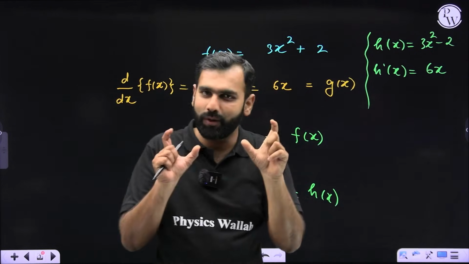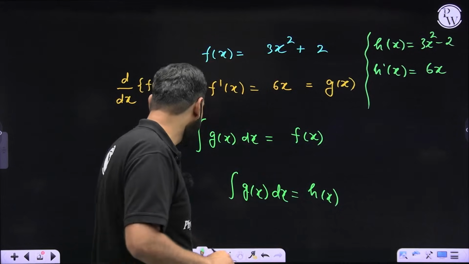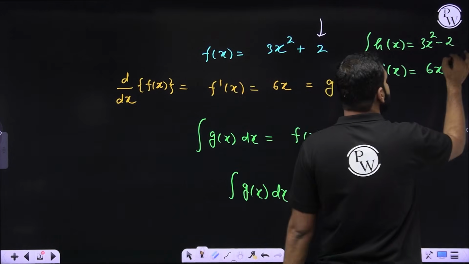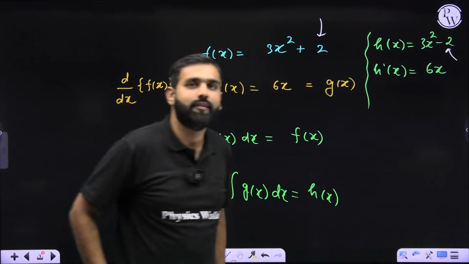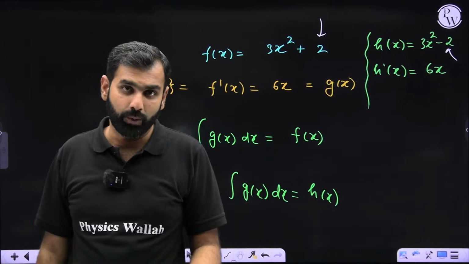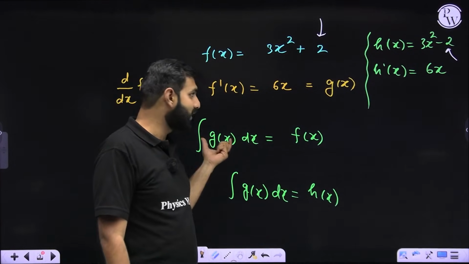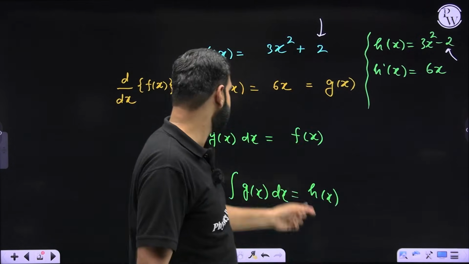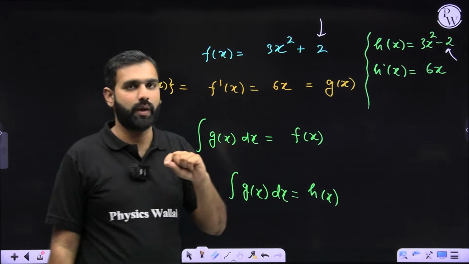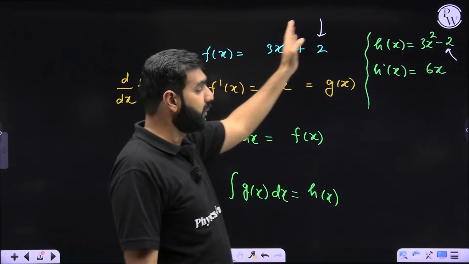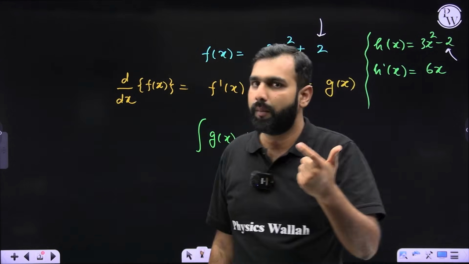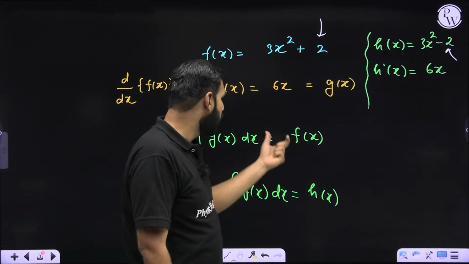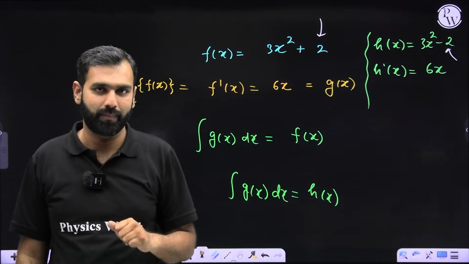But I hope you are noticing the problem here. What is the problem? Most of you must have noticed that the problem is this constant. Since this constant, when differentiated, becomes 0, and if we are integrating this function g of x, which is 6x, then on integration of 6x, I may get 3x squared. But what about this plus 2 or minus 2 or any other constant? What about that constant? Can we give a specific conclusion on this constant? No, we cannot. And that's a problem.